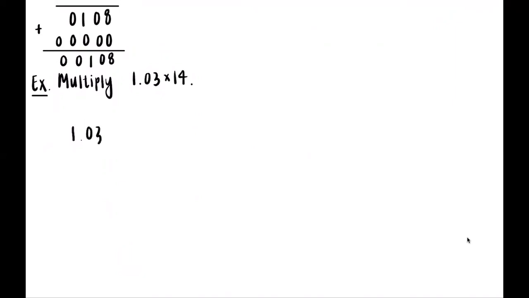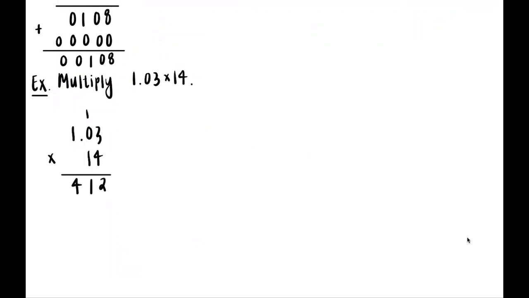So we have 1.03 times 14. Okay, so again, multiply normally. 4 times 3 gives us a product of 12. Drop the 2, carry the 1. 4 times 0 gives us a product of 0, but we still have that 1 up top, so we're going to drop the 1. 4 times 1 gives a product of 4.